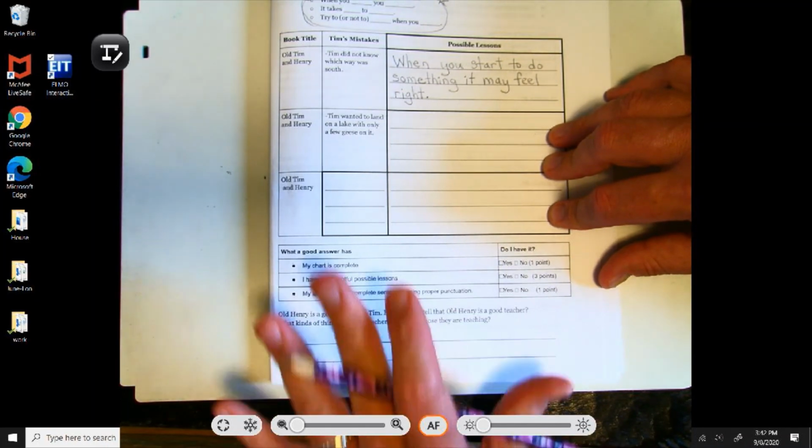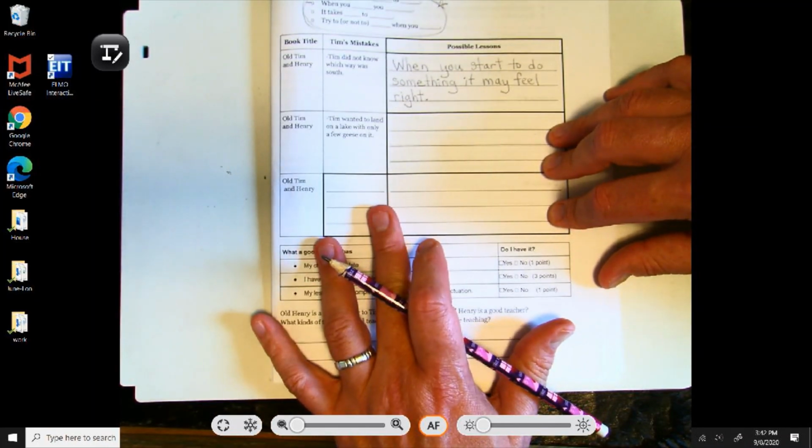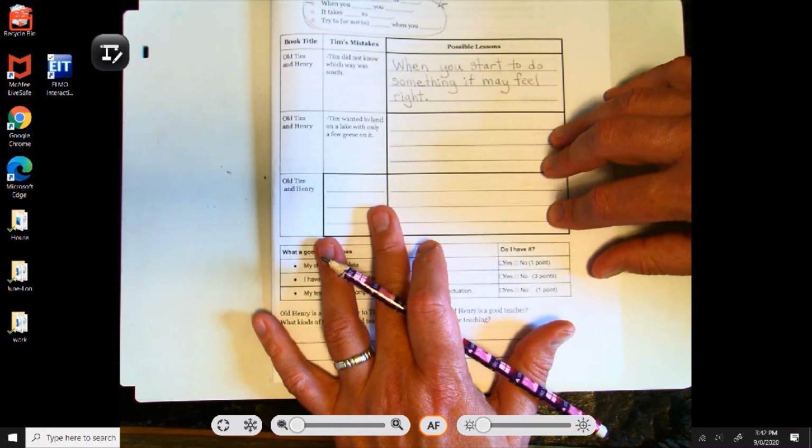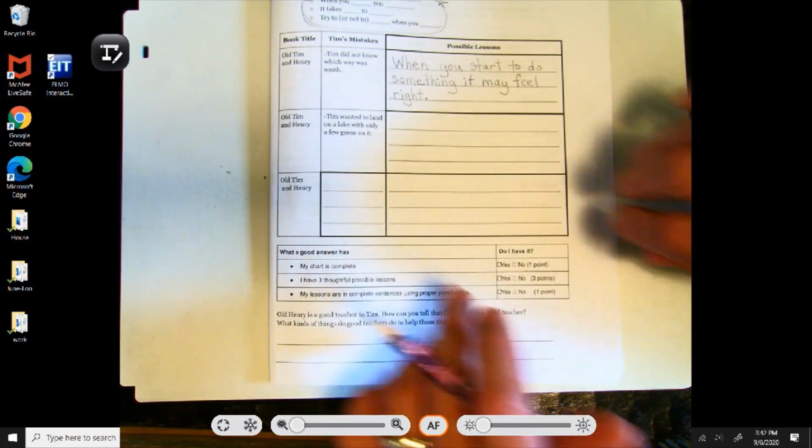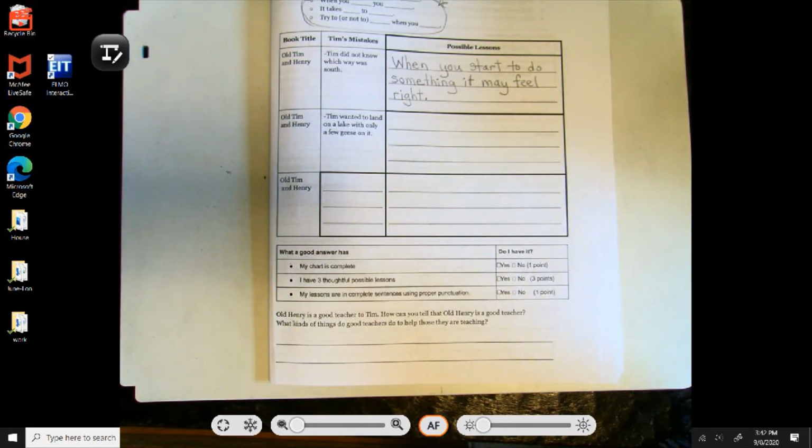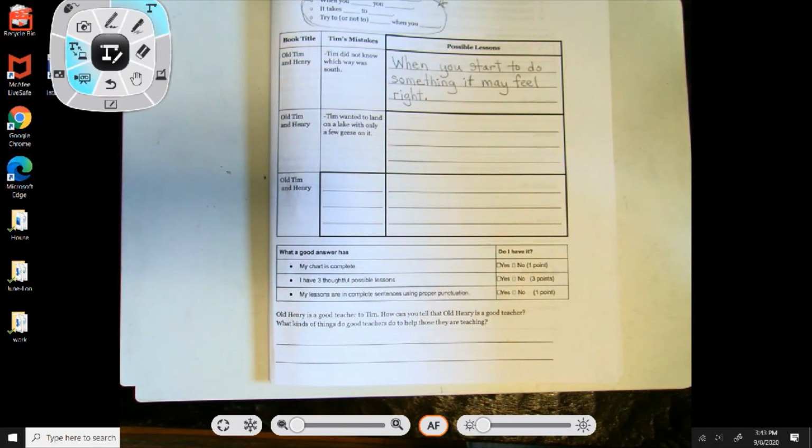All right? Try your best. This one's a little tricky today, but scholars, we can do tricky work. We can stretch our brains a little bit today. I know you've got this, and I look really forward to seeing your answers.